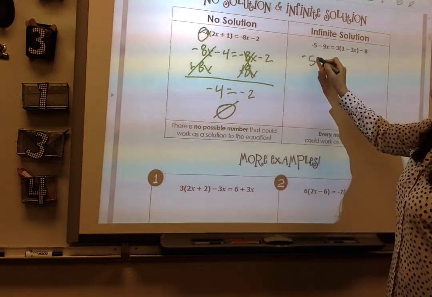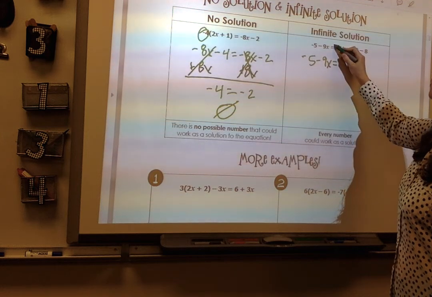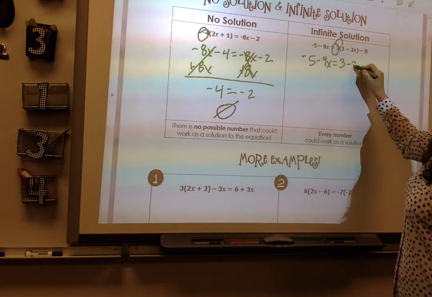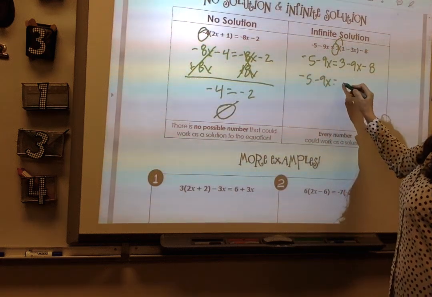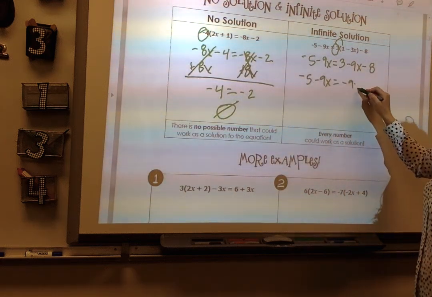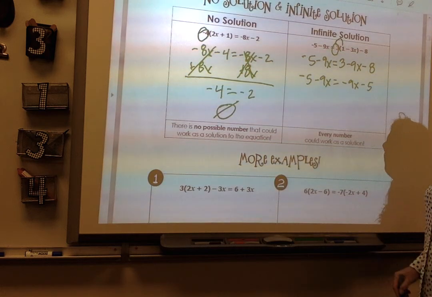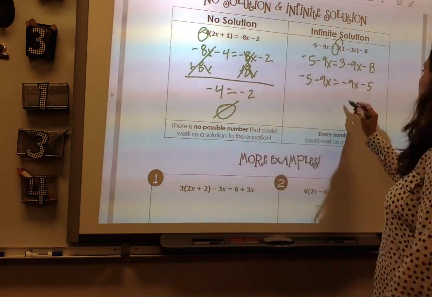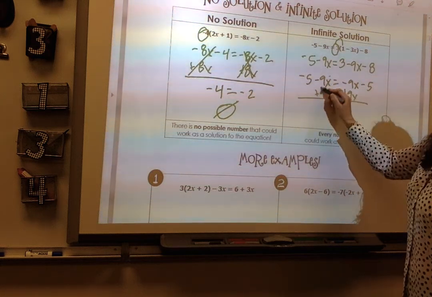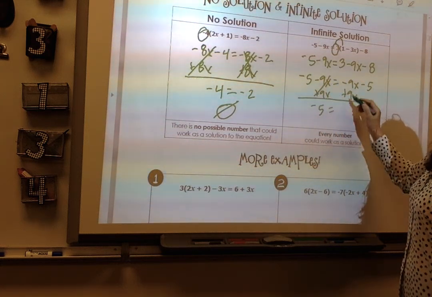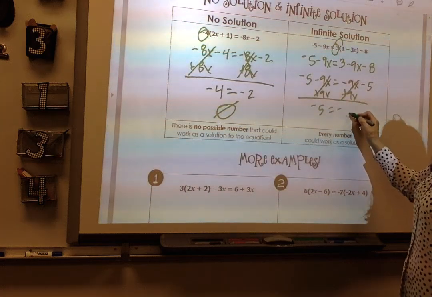So here I have negative 5 minus 9x equals, when I distribute the 3, I get 3 minus 9x minus 8. I have negative 5 minus 9x. I combine my like terms, and I get negative 9x minus 5. Now I'm going to move my variable term to the left-hand side, so I'm going to add 9x to both sides. My variable term is canceled again, and I'm left with negative 5.